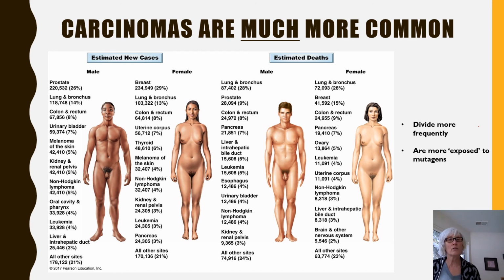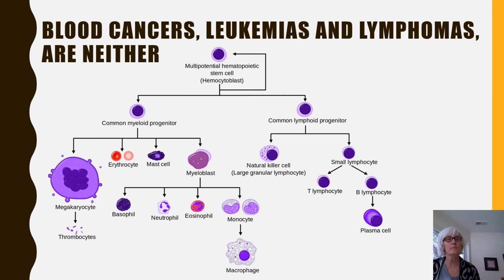Another reason that carcinomas are hypothesized to be much more frequent is that your epithelial tissues are much more vulnerable to exposure to some sort of chemical mutagen. Mutagens are chemicals that generate DNA mutations, and those DNA mutations are responsible for the development of cancer. And we'll talk more about that in the next video.